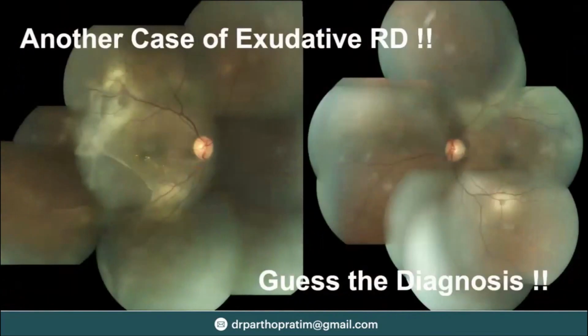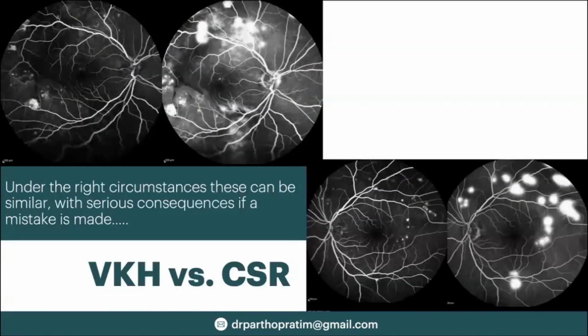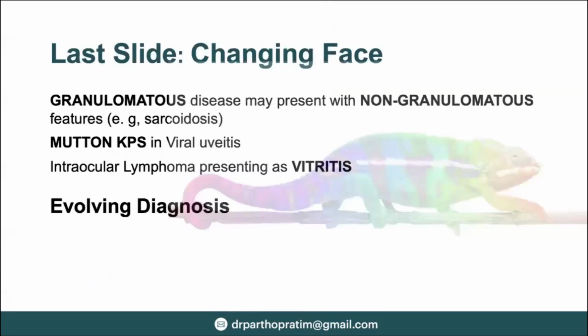There is another case of exudative RD. Can you guess the diagnosis? This is very interesting, and the treatment, compared with uveitic conditions, is almost paradoxical. So you have to be very careful. Yes, I am talking about a case of CSR. The picture which I showed you was a case of multifocal CSR mistakenly treated with steroid. This is just to highlight that under the right circumstances, these conditions can present similar to some uveitic entity, and serious consequences can occur if a mistake is made.